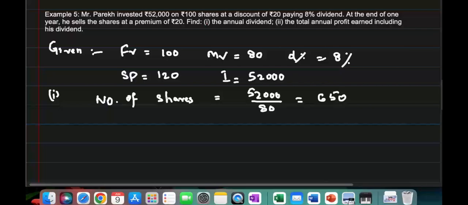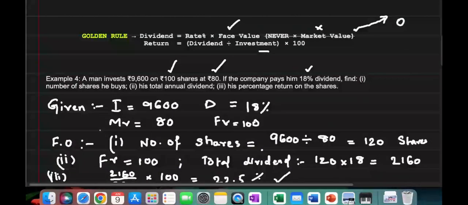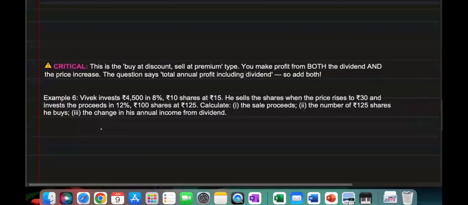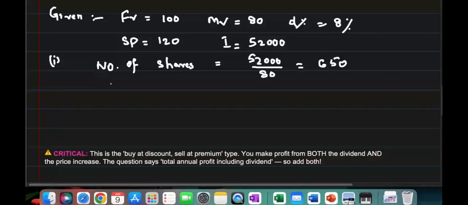Got it? So now he sells the shares at a premium of 20, so 120. For each share he got a profit of 40 rupees. So first we will find out the annual dividend. He got 8%. So the dividend formula you know very well. What is the dividend formula? Rate percentage multiplied by the face value. So the rate percentage here is how much? 8%.